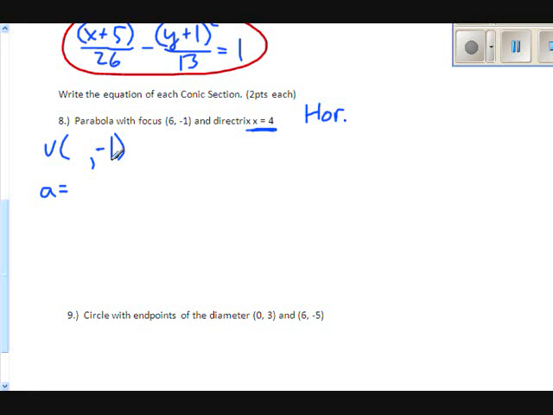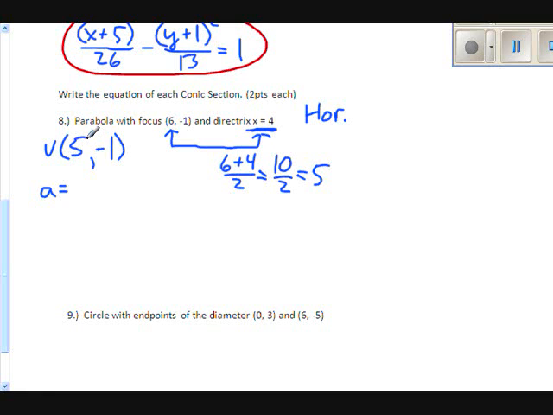The vertex is halfway between the focus and the directrix. So if I've got a 6 and a 4, halfway between that, I can use my midpoint formula: 6 plus 4 divided by 2, which is 10 divided by 2, which is 5. So that's going to be a 5.